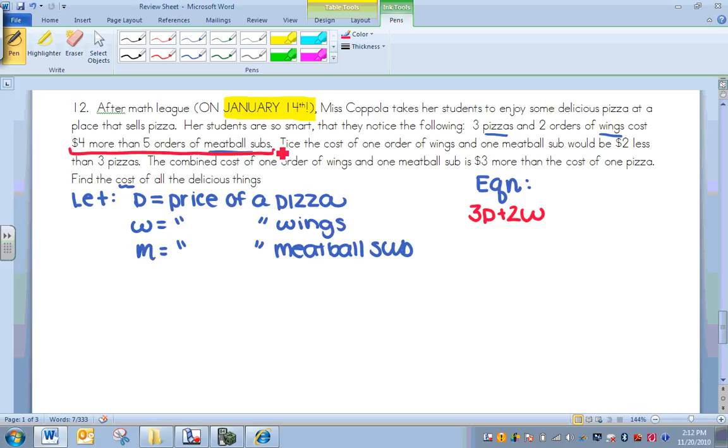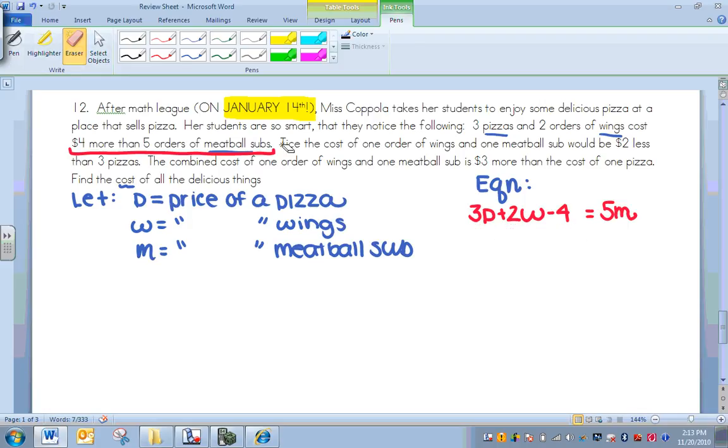So you have 2 options. This here is $4 more than 5 meatball subs. So what should I put here? Adding 4 would mean that this plus $4 is 5 meatball subs. We don't want that. We want to subtract 4, right? So 3 pizzas plus 2 wings minus $4 is equal to the price of 5 meatball subs. Right. Okay.